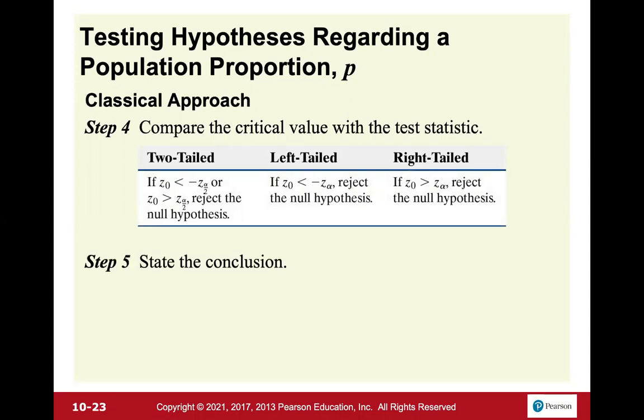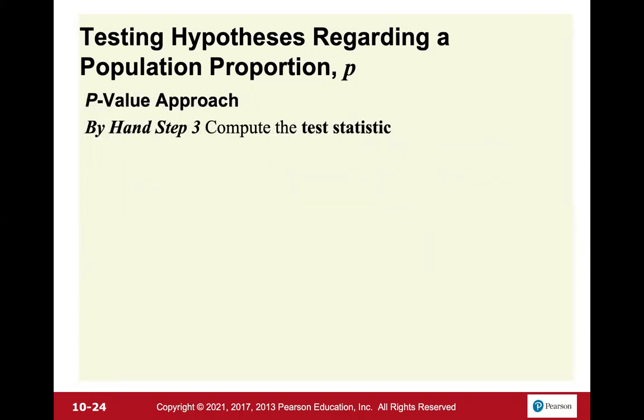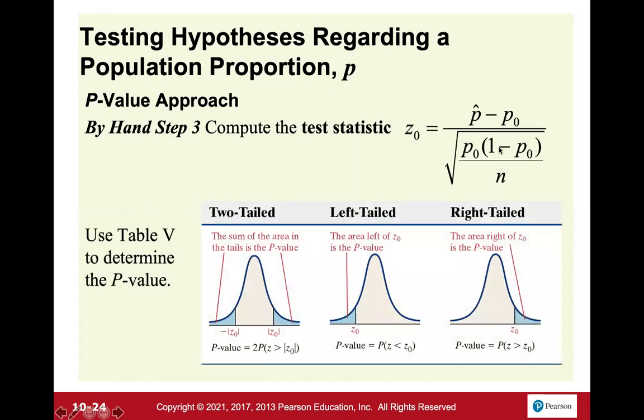Step 5, state the conclusion. And if we're taking the p-value approach, by hand, we would do step 3, compute the test statistic, and we would compute this here. Or we could actually do it a little bit differently.